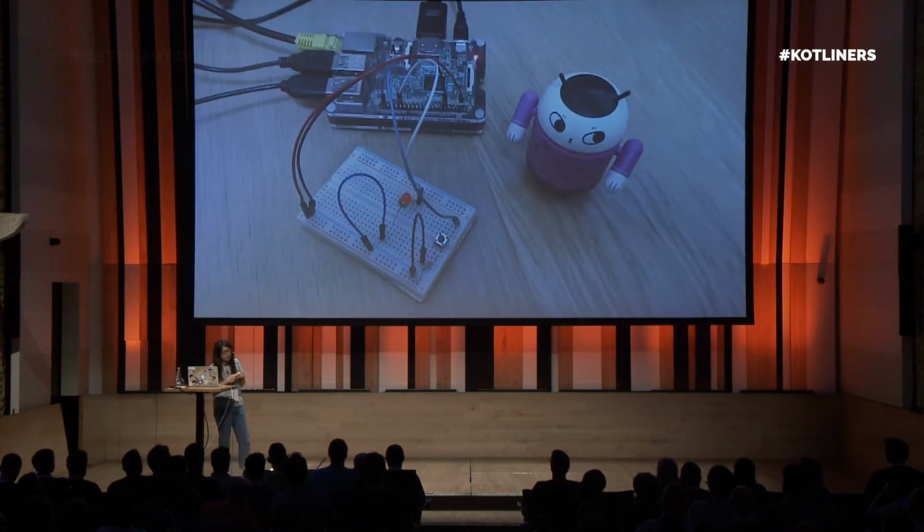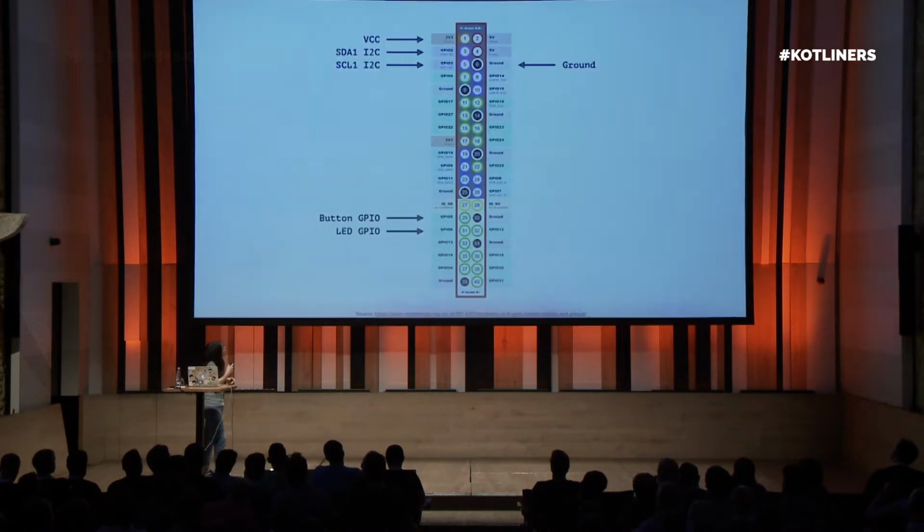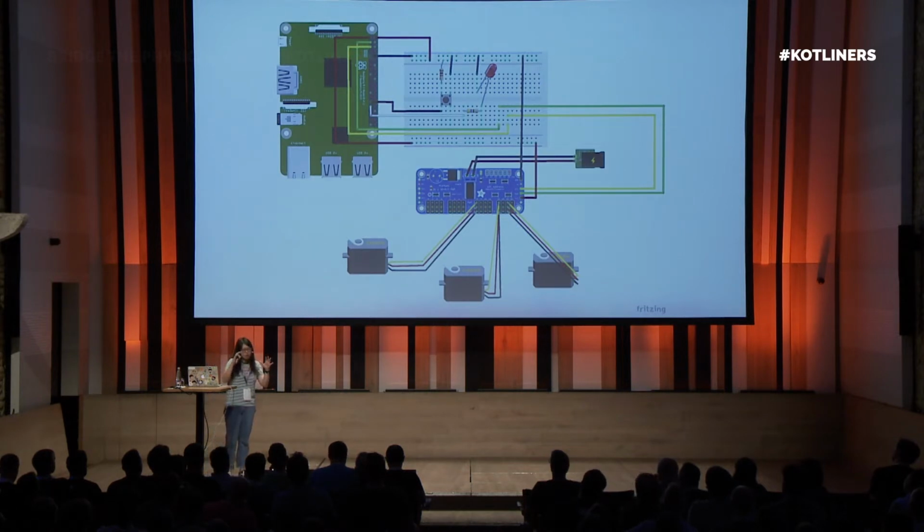And I'm switching to my Raspberry Pi. You can see I have an LED which tells me if it is blinking. I have a button which receives my actions. And if you've never worked on a Raspberry Pi before, you just have to know we're using several very important GPIOs here. GPIO means General Purpose Input and Output. They are the pins which can receive different information and give different information. The whole schema looks like this, and it's just for your reference.